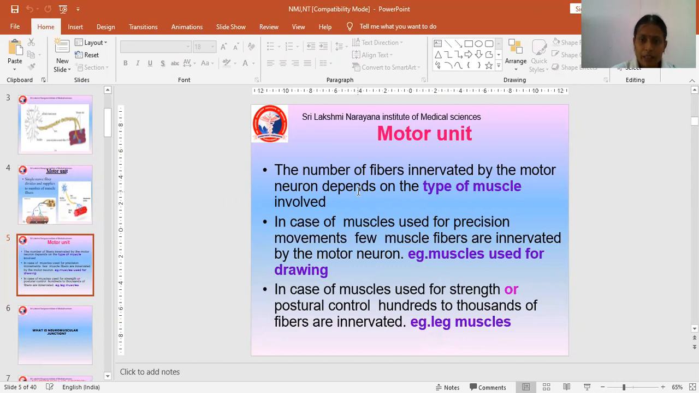The same thing is written here. The number of fibers innervated by the motor neuron depends on the type of muscle involved. If the muscles are used for precision movements, such as typing or drawing, only a few muscle fibers are innervated by the motor neuron. In the case of muscles used for strength, 100 to thousands of fibers are innervated.